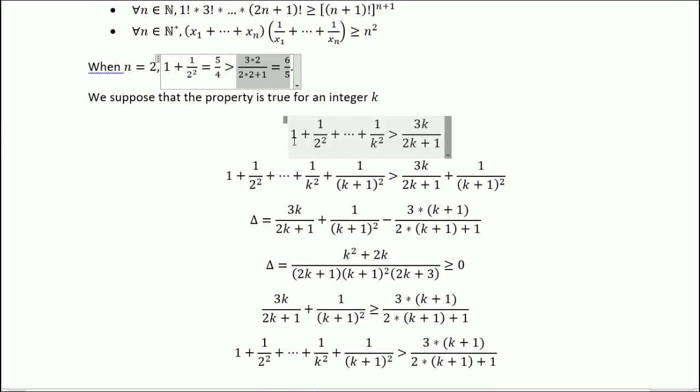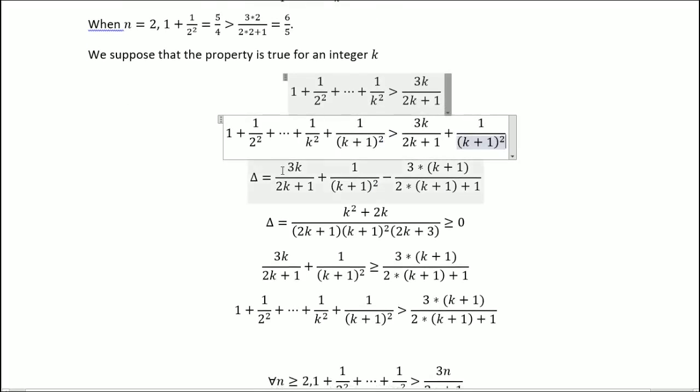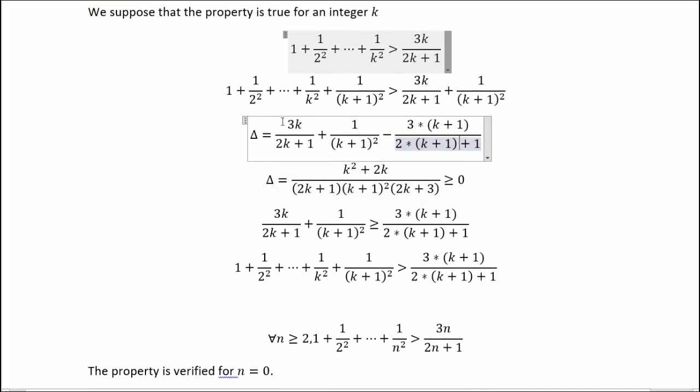So we have this by the hypothesis of induction, and then we're going to add 1 over (k plus 1) squared on both sides of the inequality. I call delta this thing, and then I put it in a single fraction and I get this, and this is actually positive or 0.